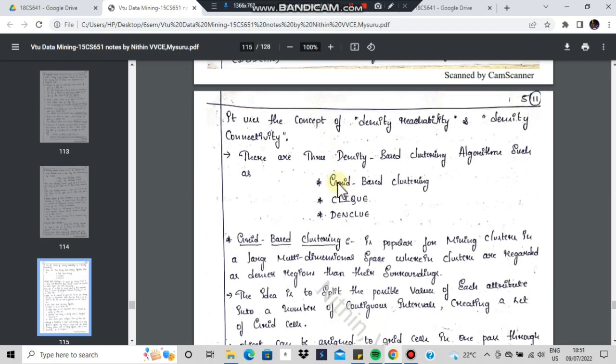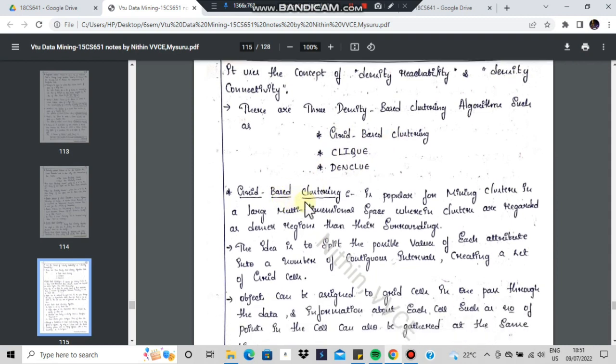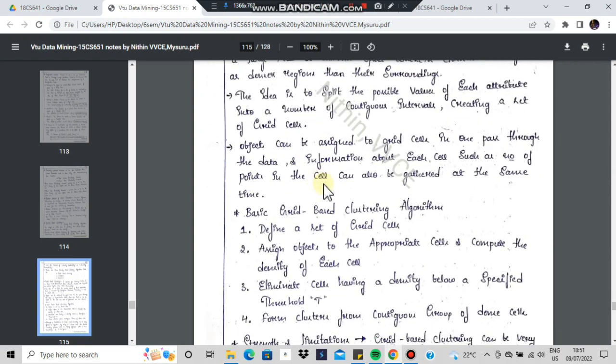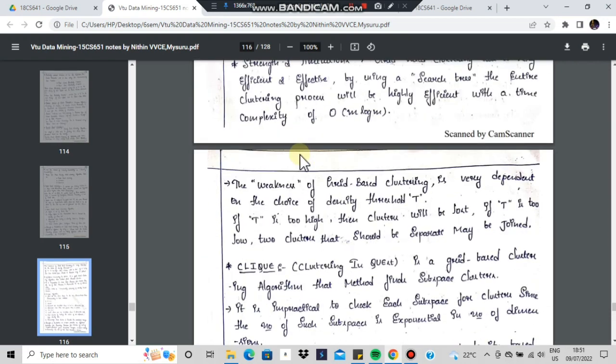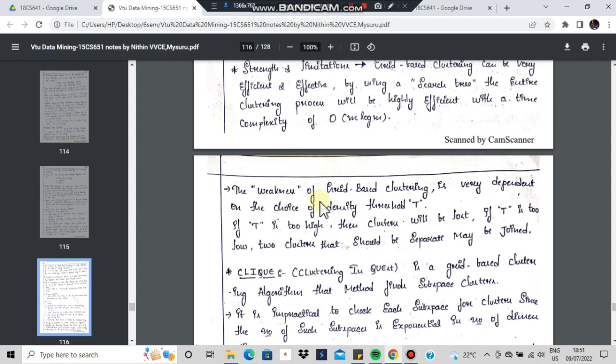The remaining three are grid based, clique, and DENCLU. Grid based is based on the grid and the cell values. The more closer it is, the more dense it is, the darker the grid value will be. Okay, so here's the algorithm, you can go through it. Next we also have the strength and weakness, that also you can read.